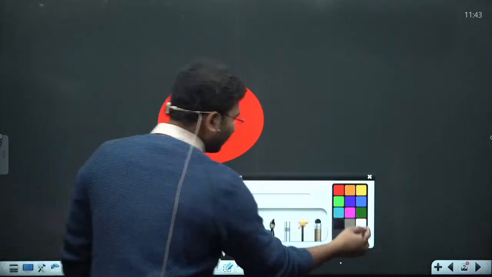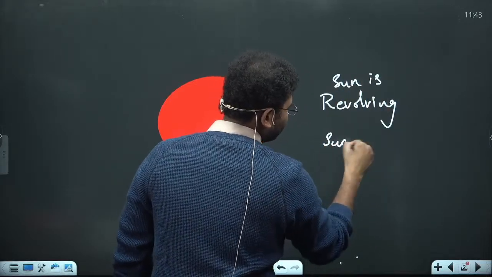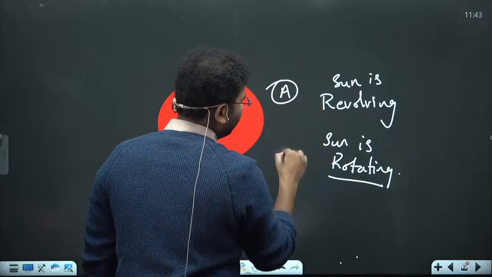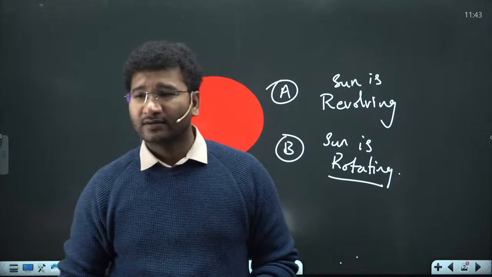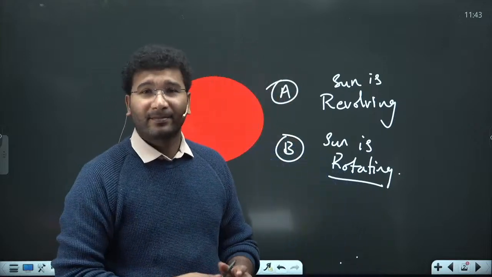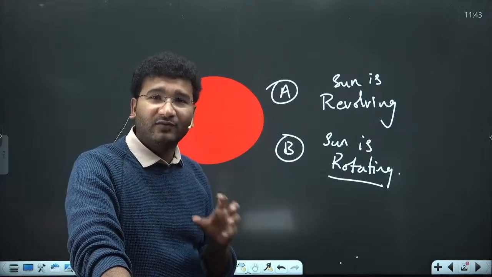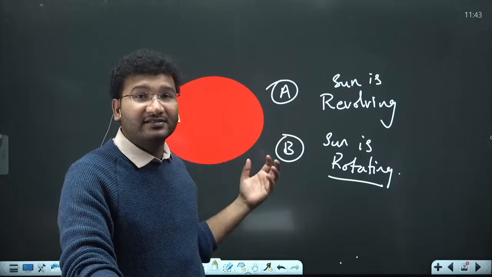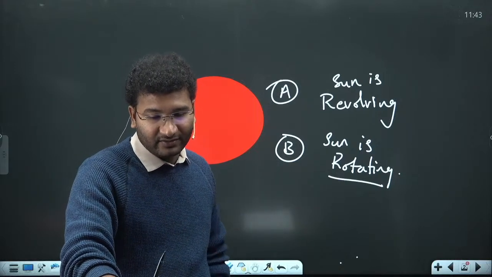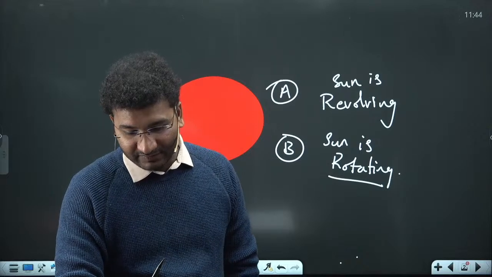So, if the question is: statement A, the sun is revolving; statement B, the sun is rotating. Both are correct, both are wrong. What is it? Swati says no. How do we get to know that the sun is revolving and rotating? Right? Do we have any evidence that the sun is revolving and the sun is rotating? So Rashmi says that sir, the sun is rotating. Very good, Rashmi. Now, Swati says, yes sir, revolving but not rotating. Pavni says both are wrong, sir.